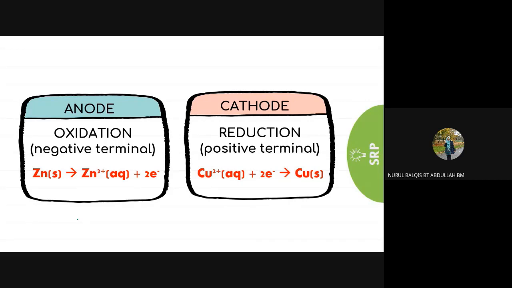Maksudnya, the assignment of positive and negative terminal will be the opposite. Okay? Will be the opposite, but then always remember oxidation for anode, reduction for cathode. Itu kekal, tapi terminal akan berubah. Kenapa berubah? Reaction tak sama. Satu spontaneous ni, satu tak spontaneous.